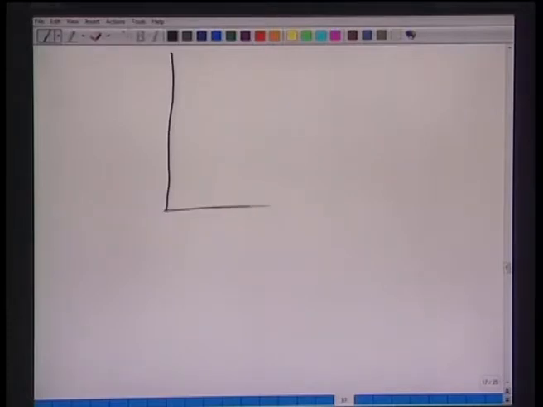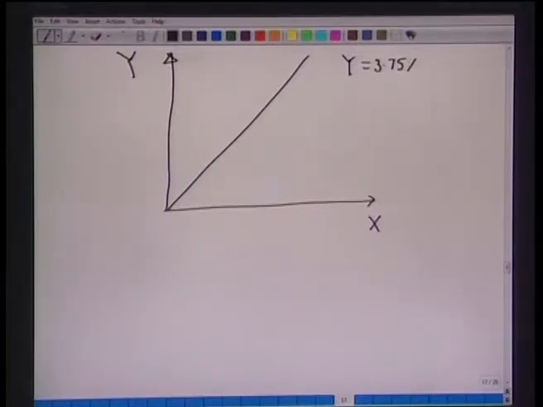So, now we have this equilibrium curve here, y and x, and this is our equilibrium curve, y equals 3.75x. This is given to us: x0, which we said equals 0.1765. Let us start from here. So, this is x0.